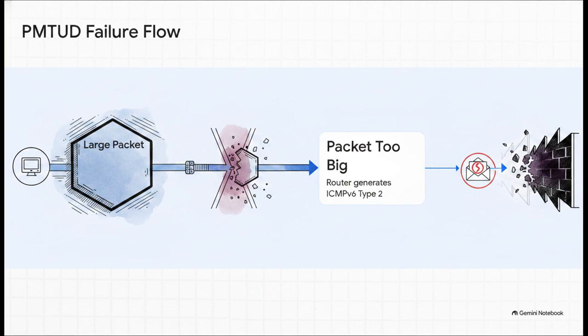Step 1. The source sends a large IPv6 packet. Step 2. The router hits an MTU limit on the next link because the packet's just too big. Step 3. The router does its job. It generates an ICMPv6 packet too big message to send back to the source, essentially telling it to resize. But step 4, and here's the absolute killer, your firewall blocks that ICMPv6 packet. The source never gets the memo that it needs to send smaller packets, so the large transfer just stalls forever.